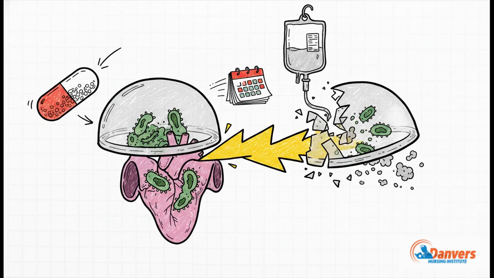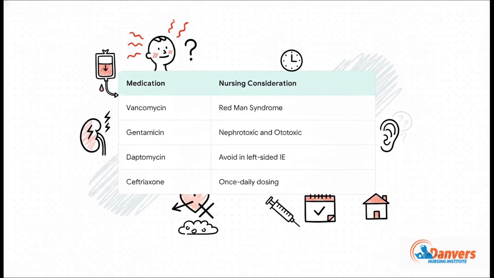And because of that shield, the patient has to commit to a minimum of 4 to 6 weeks of continuous intravenous therapy just to make sure every last bacterium is gone. As you're giving these heavy-hitter drugs over those long weeks, you've got to watch their toxicities like a hawk. Look at vancomycin. Infuse it too fast and you trigger red man syndrome. It's not a true allergy, you just need to slow the rate.